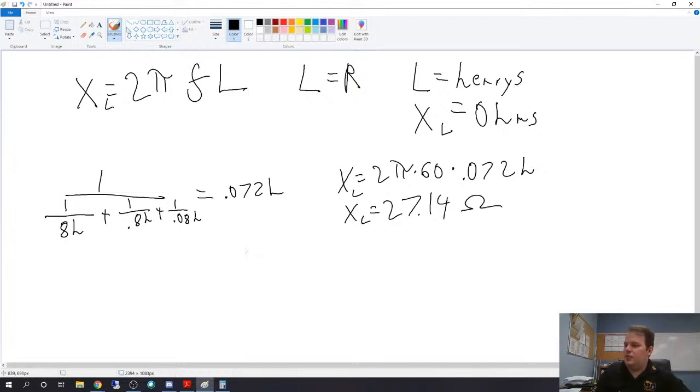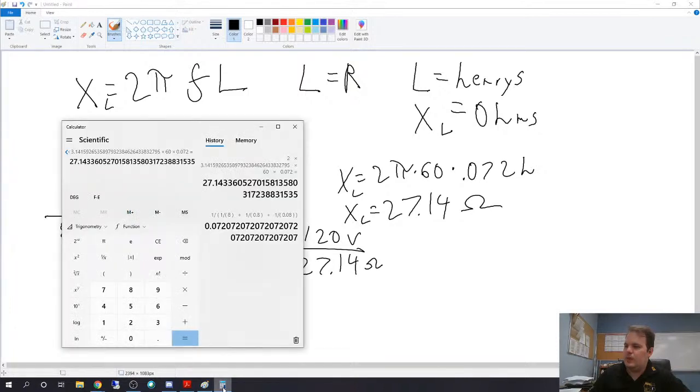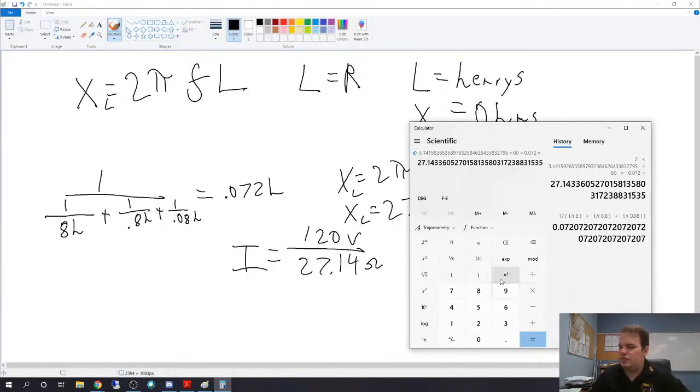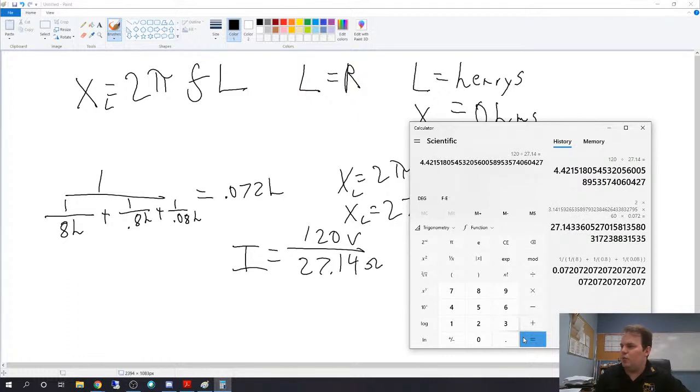All right, so now we need I is equal to 120 over 27.14 ohms. That's volts. That's from the question. Let's move back over here. Is it behind my head? No, it's not. Okay. Some of it is, but not the important bits. So 120 divided by 27.14, 4.42.